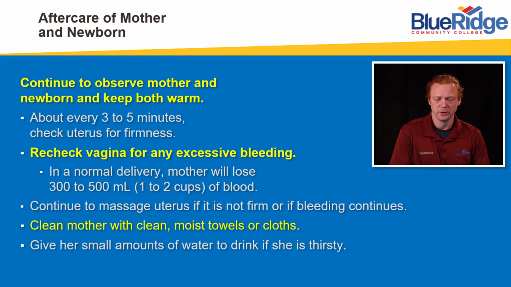It is normal for a mother to lose about 300 to 500 milliliters, 1 to 2 cups of blood during delivery or during the whole process. Continue to massage the uterus using that circular motion if it is not firm or if bleeding continues. Clean the mother with clean, moist towelettes or cloths, and give her small amounts of water to drink if she is thirsty. Don't let her take large gulps or chug a glass of water, just small sips.